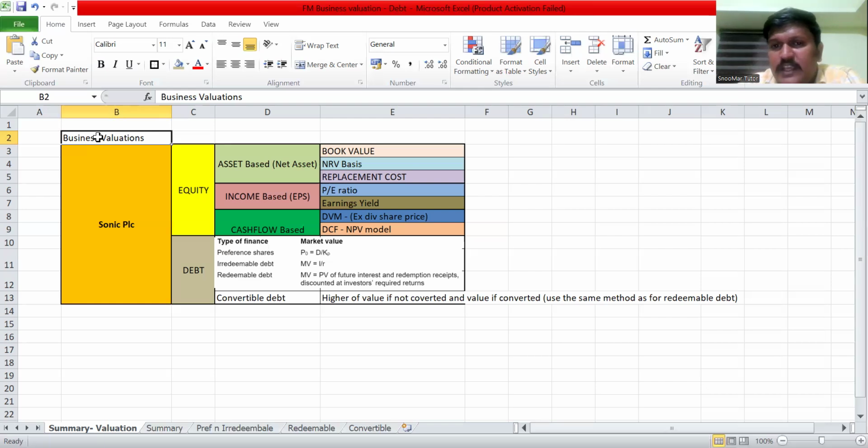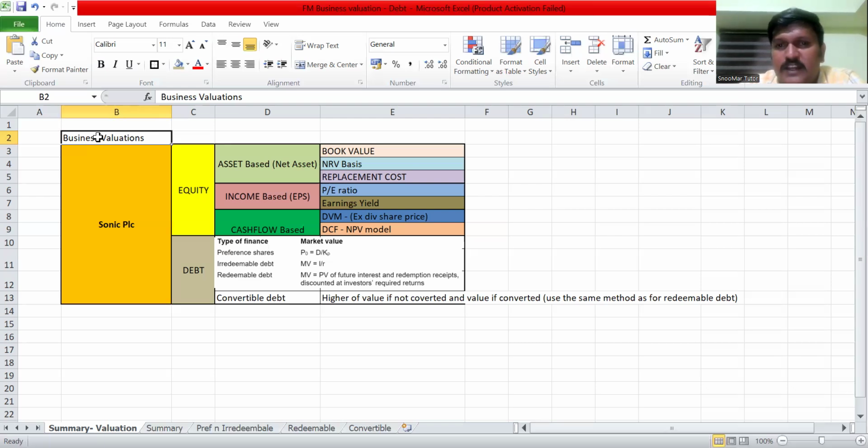Irredeemable debt means there is no need to pay out the principal amount. It is like a perpetuity: for the foreseeable future, for a long time as far as we can predict, we are receiving or paying interest only. So that is the irredeemable debt.